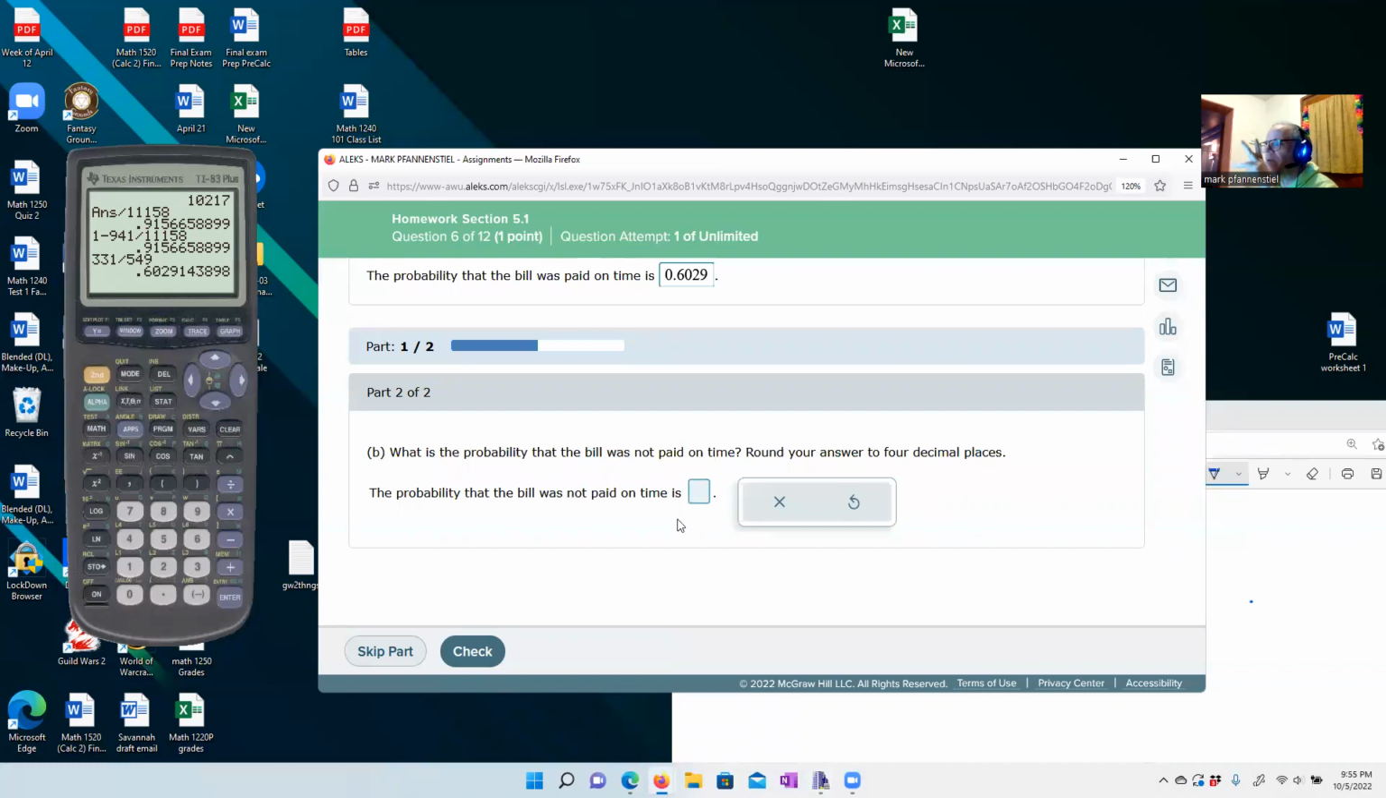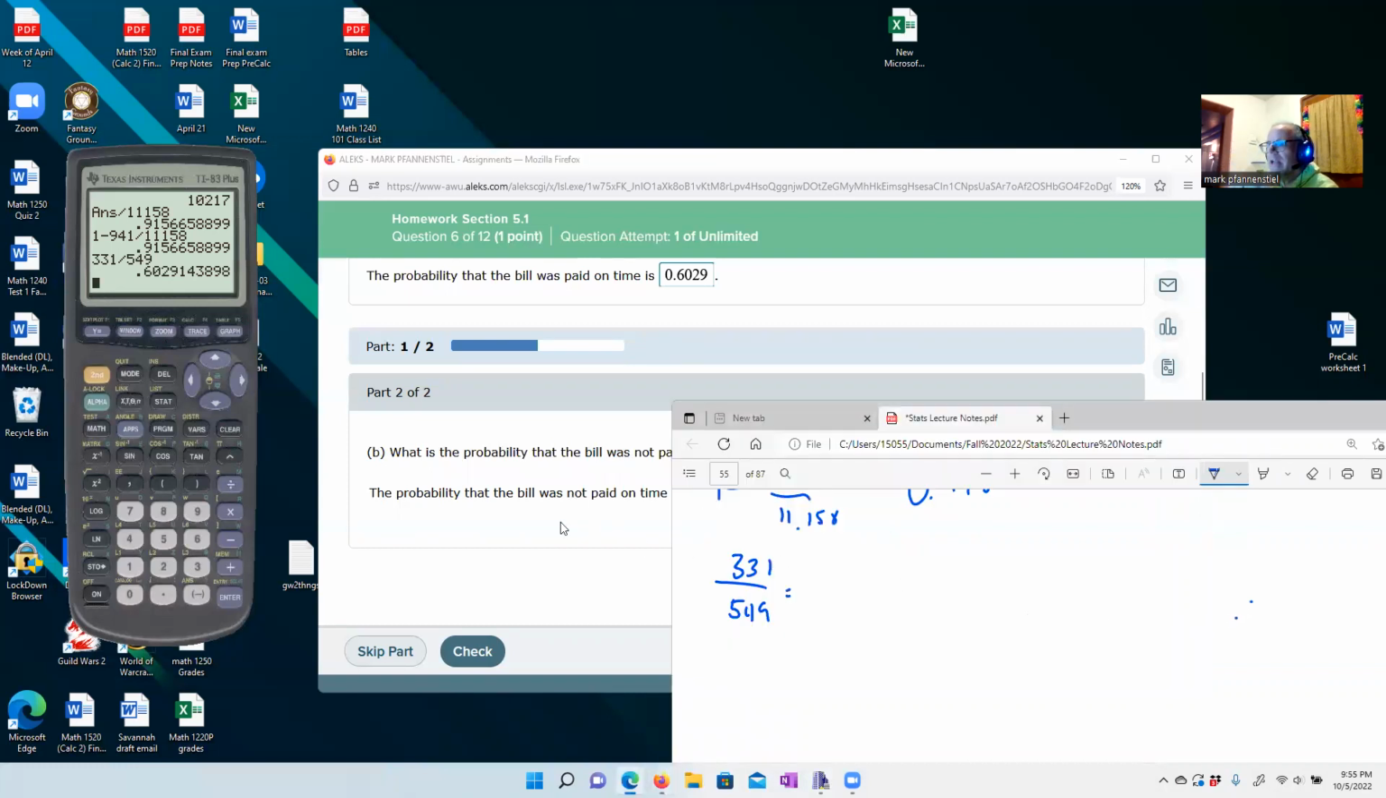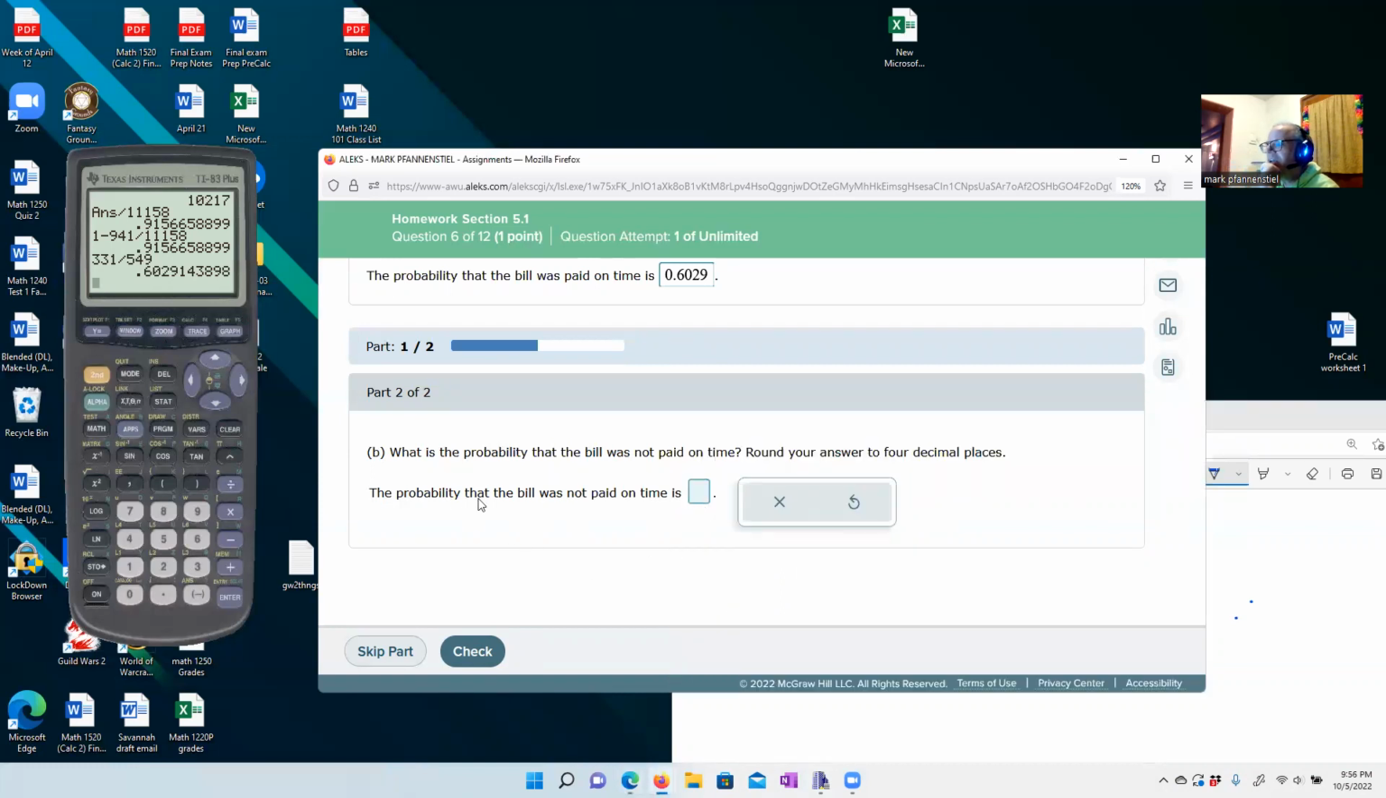Oh, that was not paid on time. So all I'm going to do is take 1 minus this. See how these problems kind of fall together? The bill is not paid on time, which could mean that it was never paid. We don't know. So we're just going to take 1 minus this previous value that we got here. The clever way you do that is the second function answer, that's the last number it had in there.